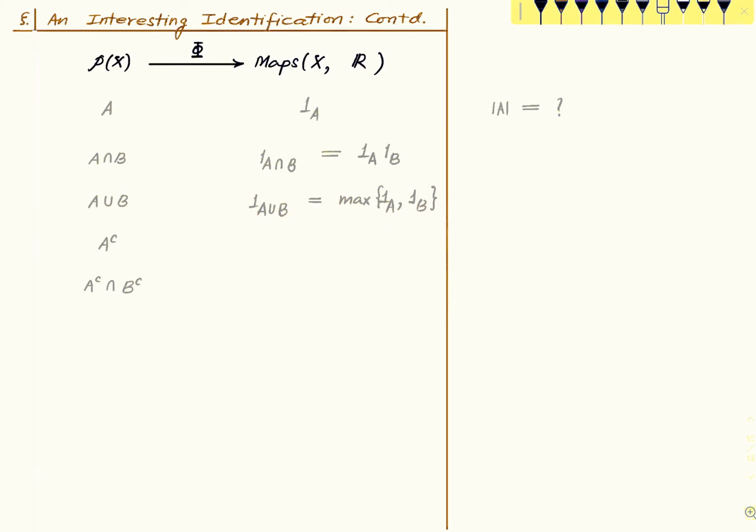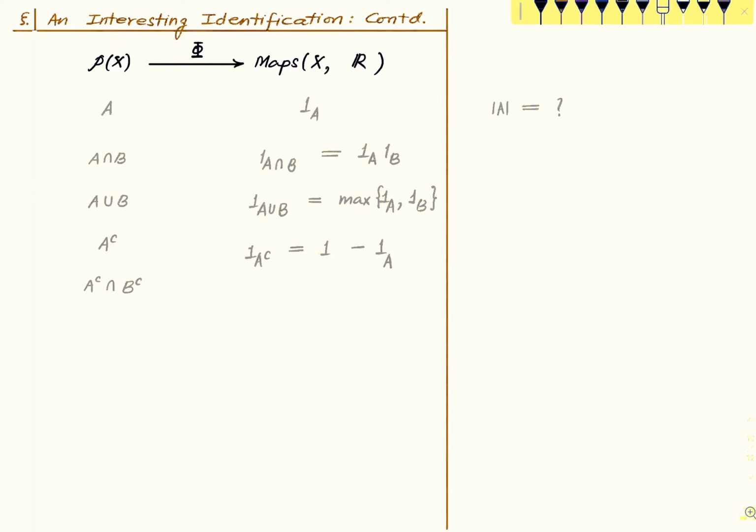What about the complement? So complement goes to the indicator of the complement, but that is equal to 1 sub X minus 1A. Right? Just figure this out, why this is the case. And we may drop the subscript here, and it means the same thing as 1 sub X. It's just more convenient to drop the subscript. You can write it and that's not a problem.